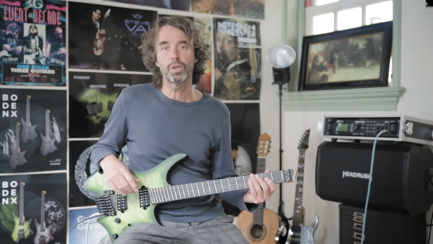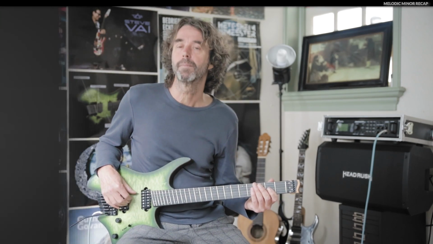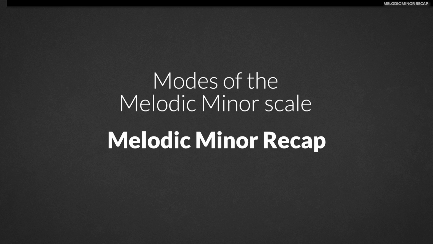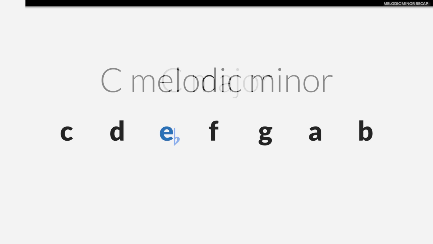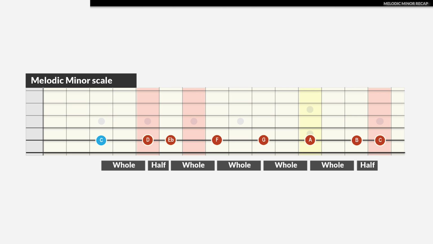So let's start with a short recap of the melodic minor scale. Now the melodic minor scale has all the properties of a major scale, with the difference that the 3rd degree is minor instead of major. Now this creates a duality in the scale because the first half sounds minor and the second half sounds major. So the formula regarding the whole and half steps is whole step, half step, whole step, whole step, whole step, whole step, and half step.